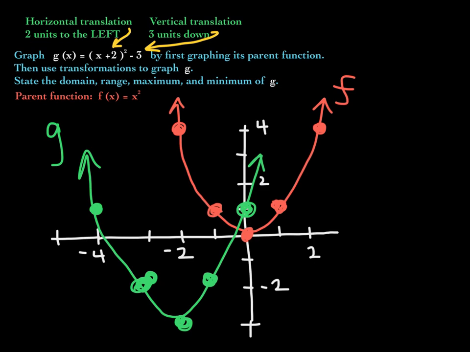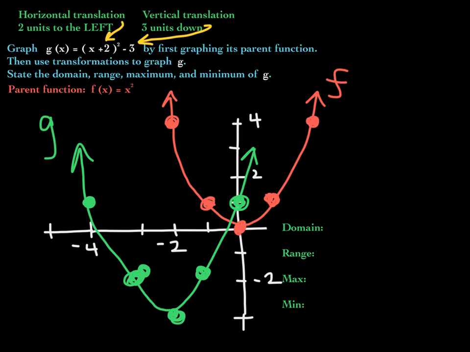All right, domain is going to be all real numbers, because this parabola, even after those transformations, is still expanding forever to the left and forever to the right. The range, however, is going to be different. The lowest y value is now -3. It's not coincidence that the minimum is -3 and I had a -3 right there in my function. You see that? From -3 is your lowest y value all the way up to positive infinity.